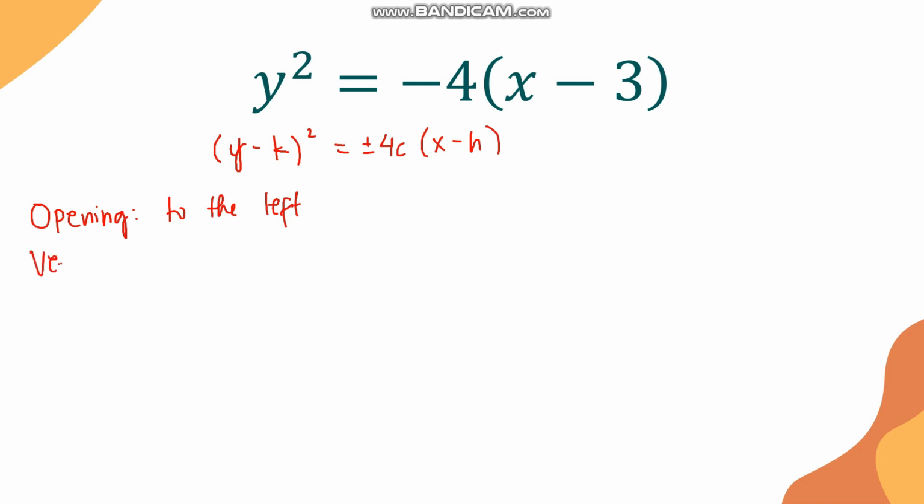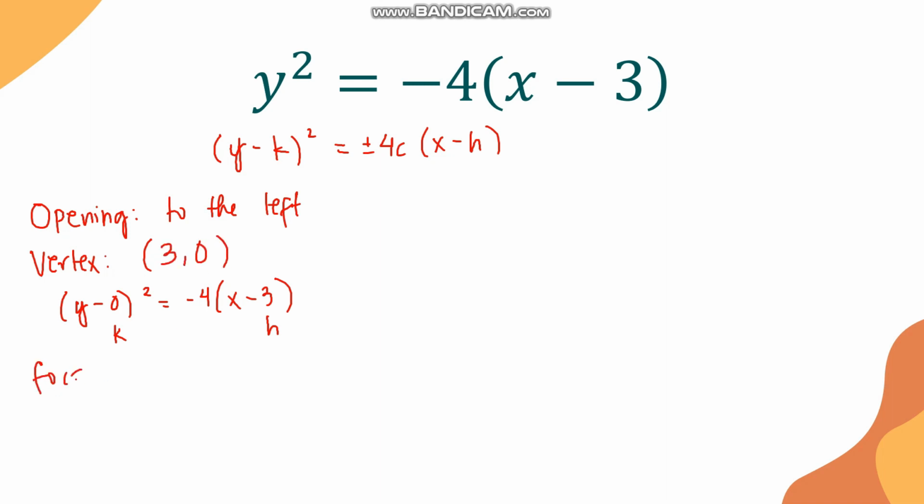Now, let's identify the vertex of the given parabola. We can rewrite this equation into y minus 0 squared equals negative 4 times x minus 3. So y minus 0 is just y, you square it, you get y squared. And also take note that h is the one that is beside x, and then k is with the y variable. So therefore, the vertex is (3, 0).